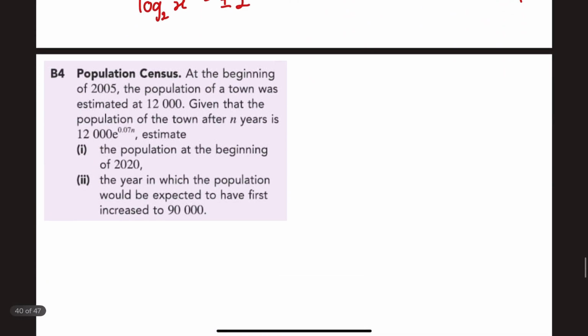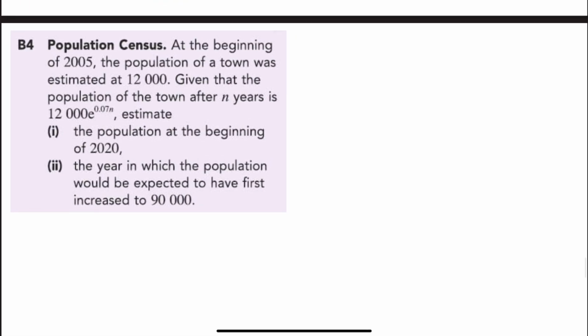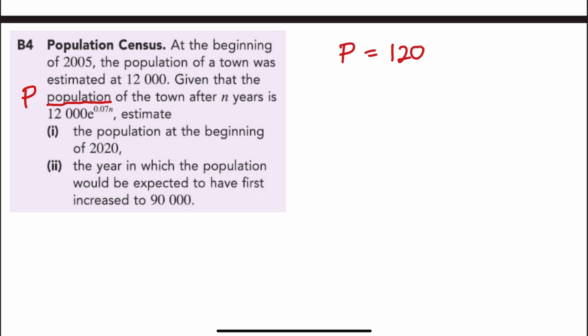Question number 4 here, I'm given a population model. At the beginning of 2005, the population is 12,000. Given that the population P after n years is given by this model function here, find the population at the beginning of 2020. So over here, let's write out the equation. To make it easier, I'll call this population P. I'm given the equation: population is equal to 12,000 e to the power 0.07n.